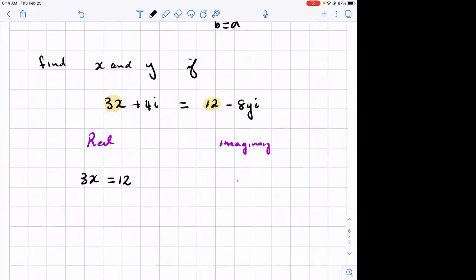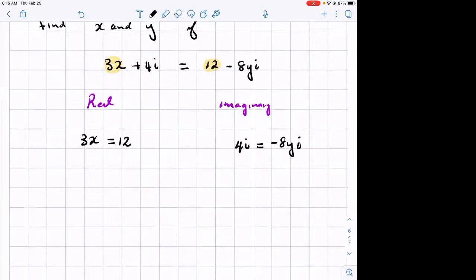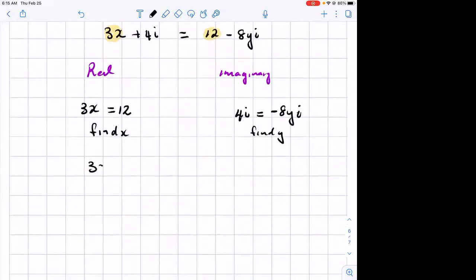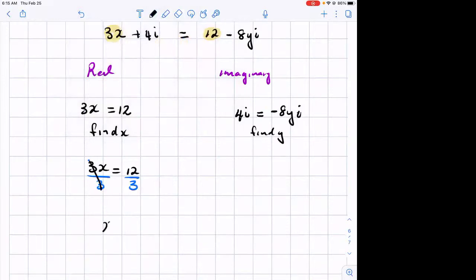For the imaginary part, we have 4i is equal to minus 8yi. So here we can find x, and here we can find y. And to find x, we can divide both sides by 3. So 3 divided by 3 is 1, so x is equal to 4.